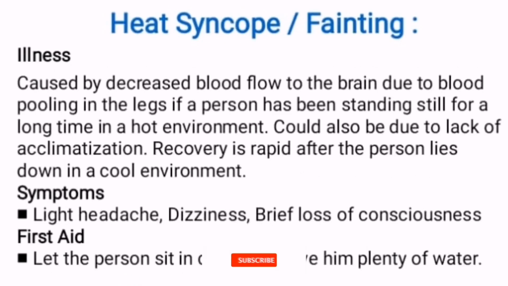The next type of heat stress is heat fainting, caused by decreased blood flow to the brain due to blood pooling in the legs. If the person has been standing still for a long time in a hot environment, or if you are working in a hot environment and doing some physical activity which you have to perform in a standing position, then heat fainting can be the heat related illness which attacks you. It could also be due to lack of acclimatization. Recovery is rapid after the person lies down in a cold environment.